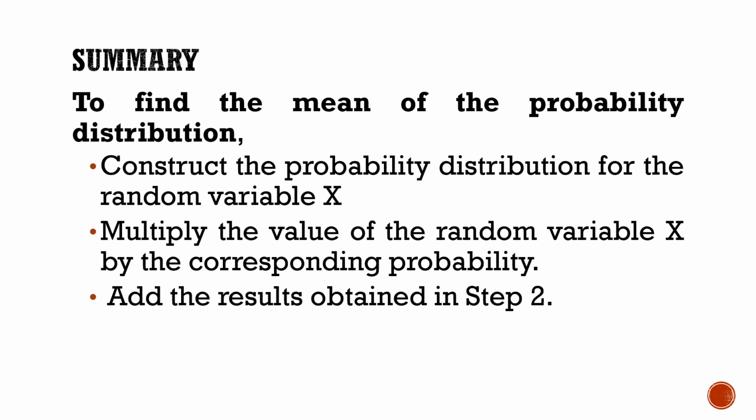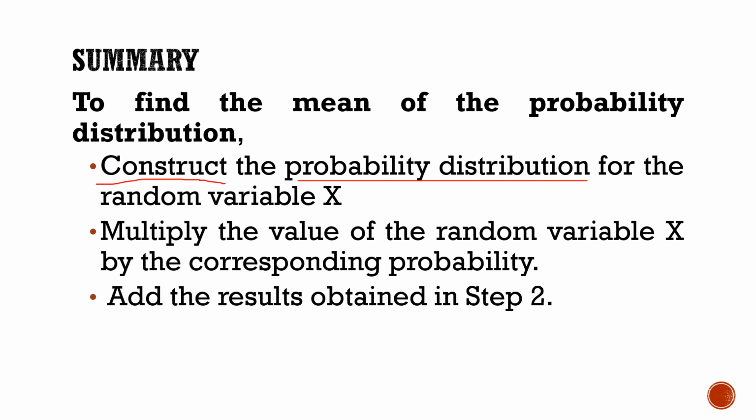In finding the mean of the probability distribution, for your first step, you need to construct the probability distribution for the random variable x. So you're going to construct a table. In your first column, those will be the values of your random variable x. In your second column, those are the probabilities that will be mapped to each value of random variable x in your first column.